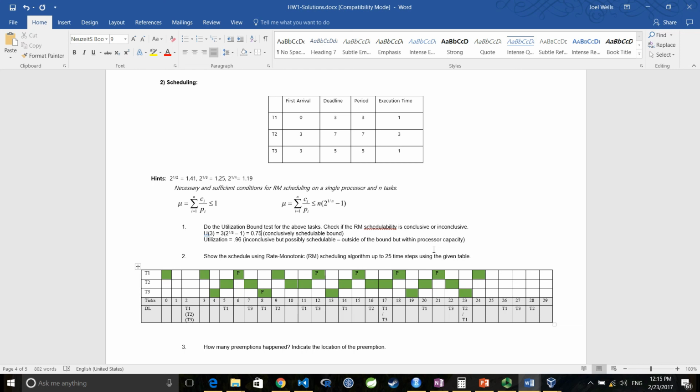Who can tell me why nothing runs? Wouldn't it be because T1 arrives at 1, but it has an execution time of 1, and since T2 and T3 aren't there, nothing else is going on, so it's not going to run anything at 1 and 2? Exactly. It's done.